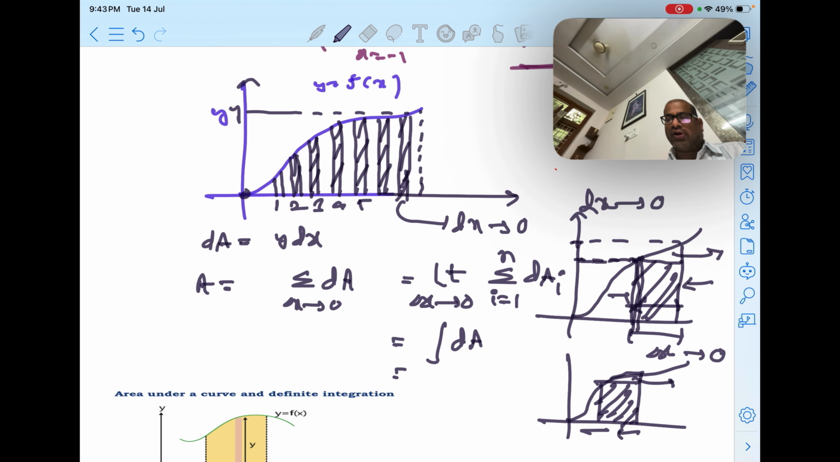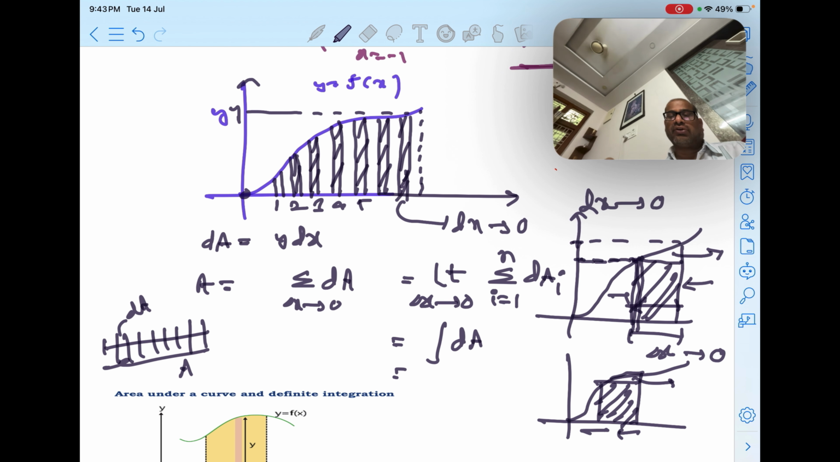For example, from here to here, one, no. But even small, small element areas, small dA. If I add all these, I get the total area. So summation of all these areas, use what? Use integration of dA.